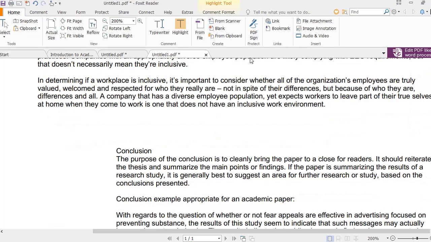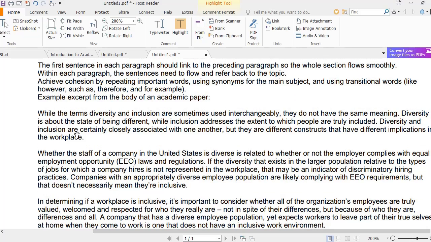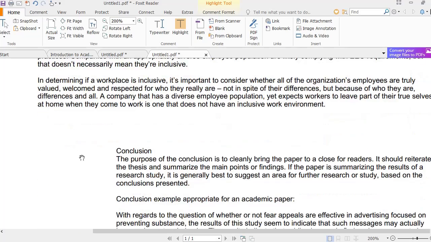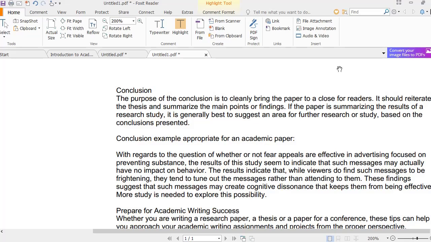So the purpose of the conclusion is to clearly bring the paper to a close for readers. The above one is an example for the body of academic writing material. Okay, so that is the body, and what will we include in the conclusion? The purpose of the conclusion is to clearly bring the paper to a close for readers. It should reiterate the thesis and summarize the main points of findings. If the paper is summarizing the results of a research study, it is generally best to suggest an area for further research or study based on the conclusions presented.